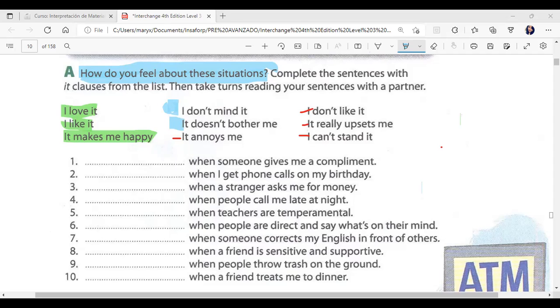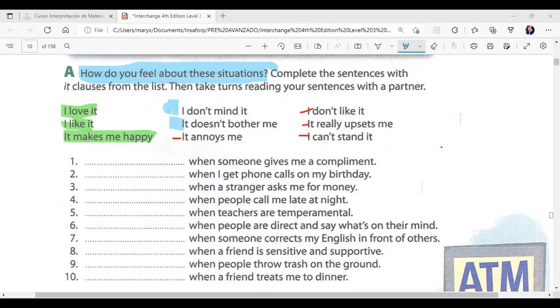Now let's see, Corey, number eight. I like it when a friend is sensitive and supportive. Oh, of course, right? Very good. Archimedes, number nine. I don't like it when people throw trash on the ground. Very good. Thank you so much, Archimedes.